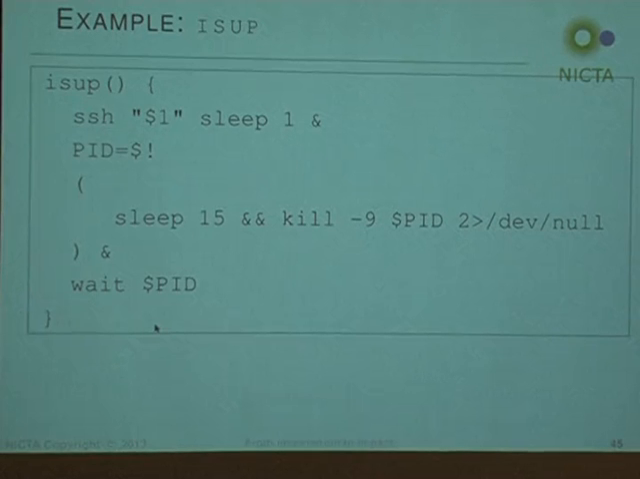So in this case we're going to SSH to $1. $1 in this case is the argument to is_up, not the argument to the shell script. And sleep 1. And we're going to put it in the background and remember the process ID of that SSH process. Now normally, assuming you've got your key server set up and all the rest of it, that'll take about 3 seconds.